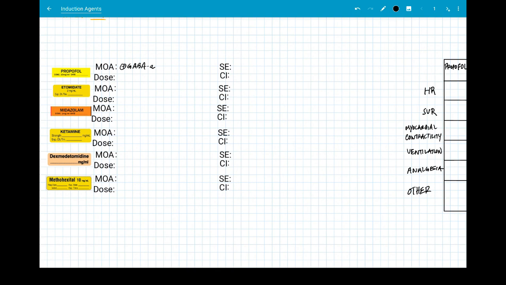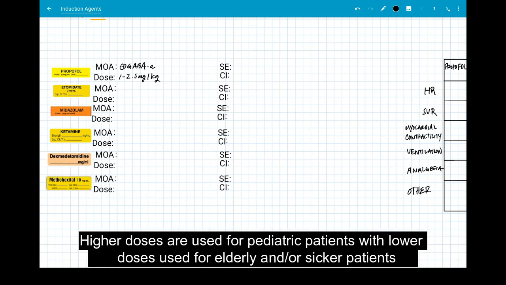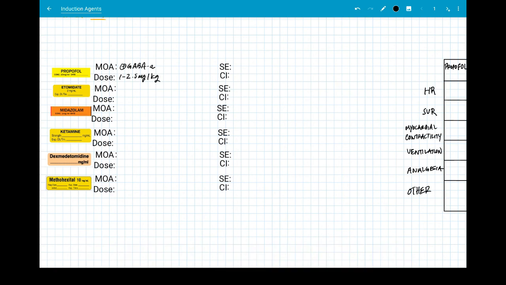The dose, typical induction doses are 1 to 2.5 milligrams per kilogram. Again, in an elderly sick patient, you may be closer to the 1 milligram per kilogram. A robust young patient may need more, like 2.5 milligrams per kilogram. These are just dose ranges.